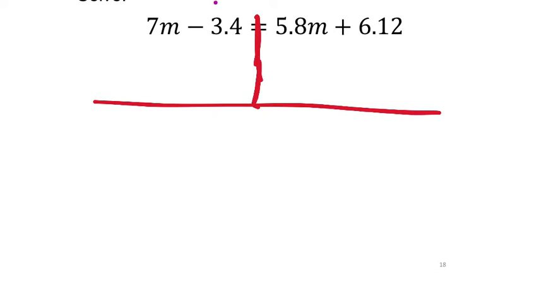Now for me, once again, I do like my variables on the left and the numbers on the right. Do you have to do that? No, you do not. But the 7m, it's on the correct side. So it's that negative 3.4. I got to zero that out by adding its opposite. Yeah. Negative 3.4 plus 3.4 is 0.